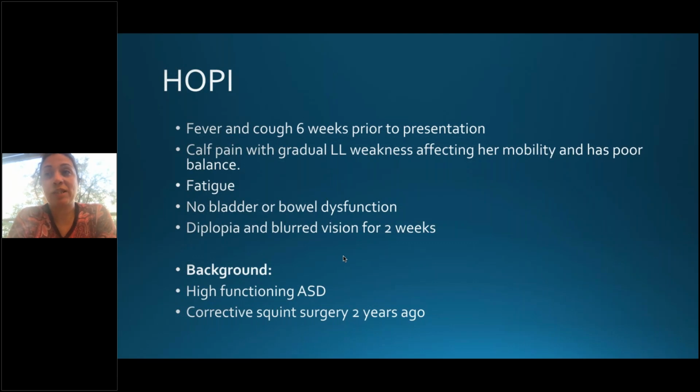So this was a previously well child. She has high functioning ASD, and she had a corrective squint surgery 2 years ago that was apparently unrelated to her current presentation.